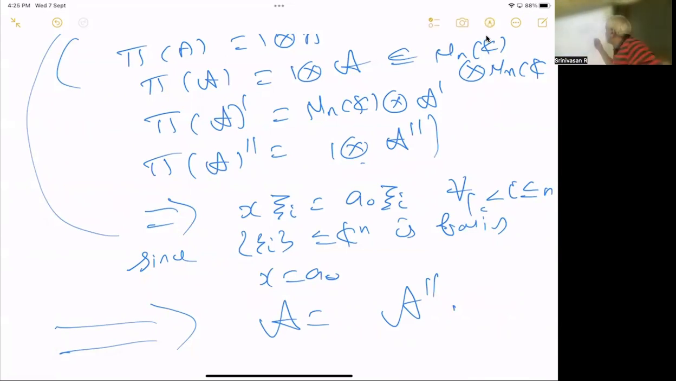That is not easy to prove in general. But this kind of thing is easy to prove. In general, for A tensor B, even for Hilbert space, it's not that easy to prove. So we have proved A equal to A double commutant.